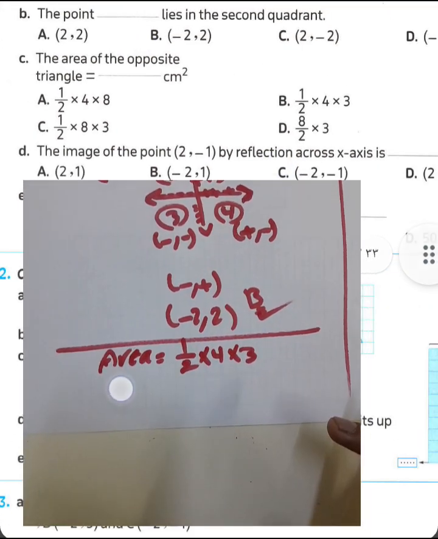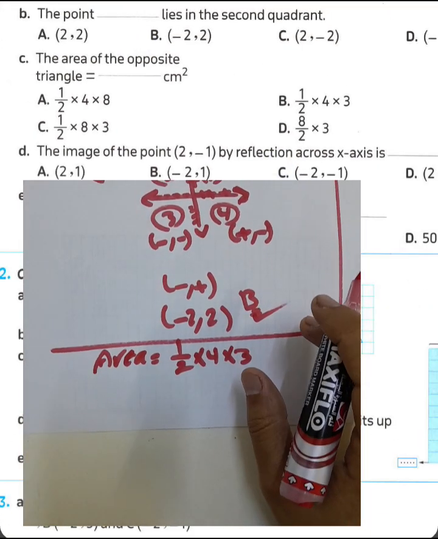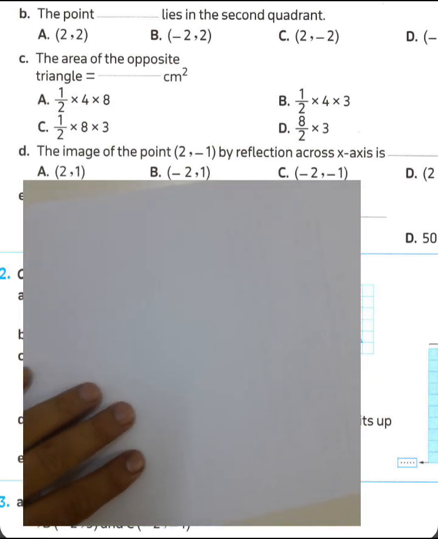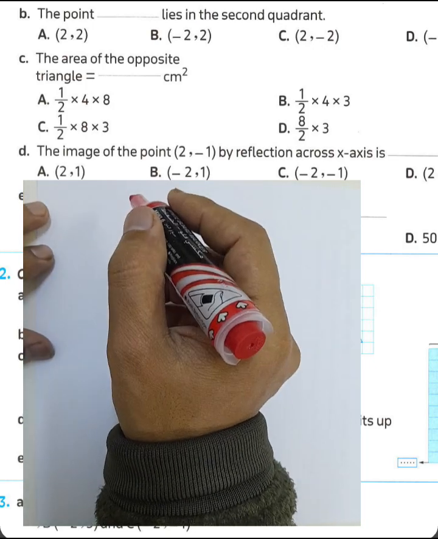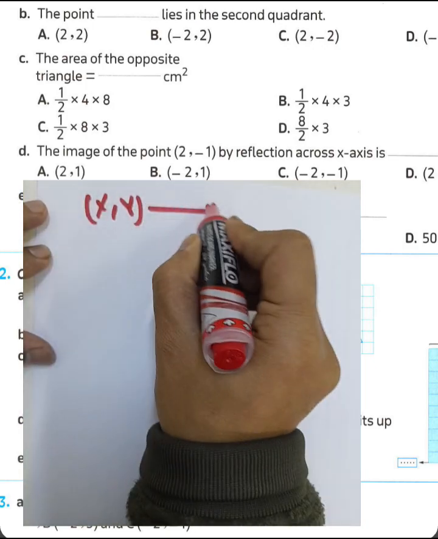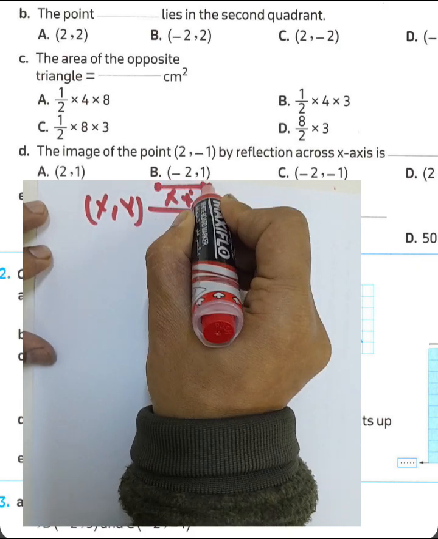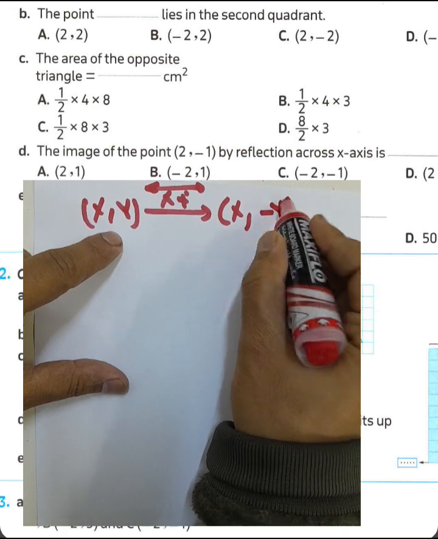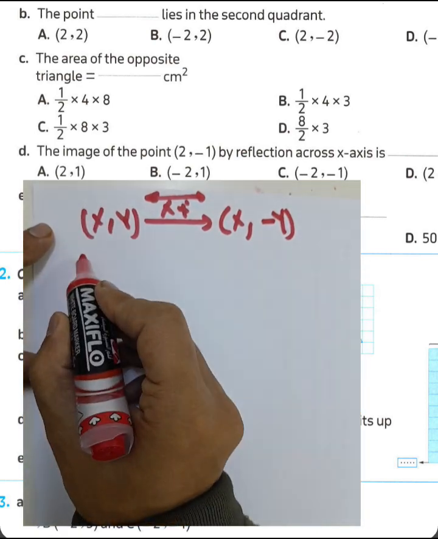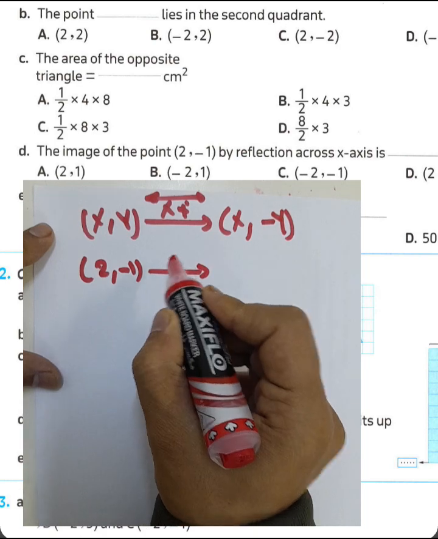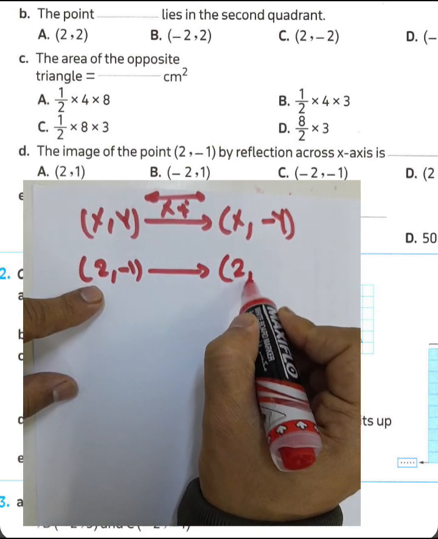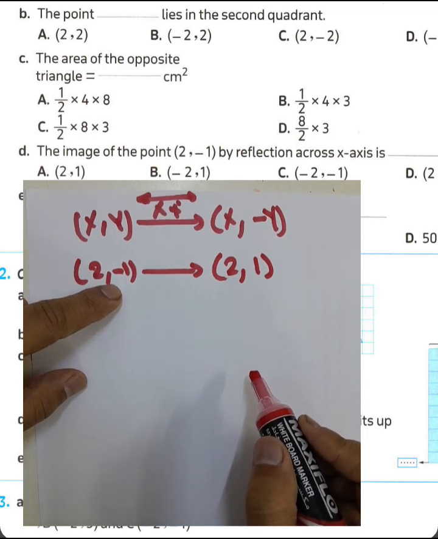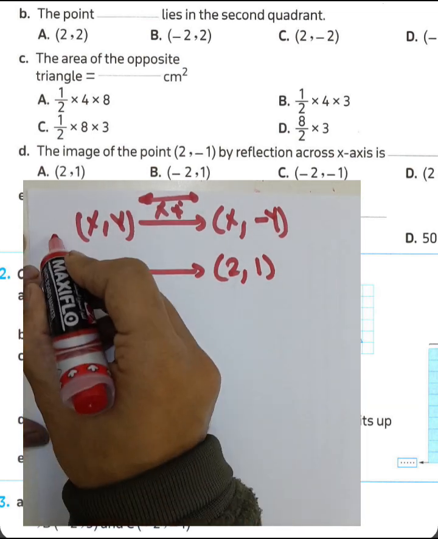Letter D: the image of the point (2, negative 1) by reflection across the x-axis. Reflection across the x-axis means put x and change the sign of y. We have the point (x, y) and want to find its reflection across the x-axis. We must keep the value of x and change the sign of y. For the point (2, negative 1), the result will be (2, 1). Choose letter A for question letter D.